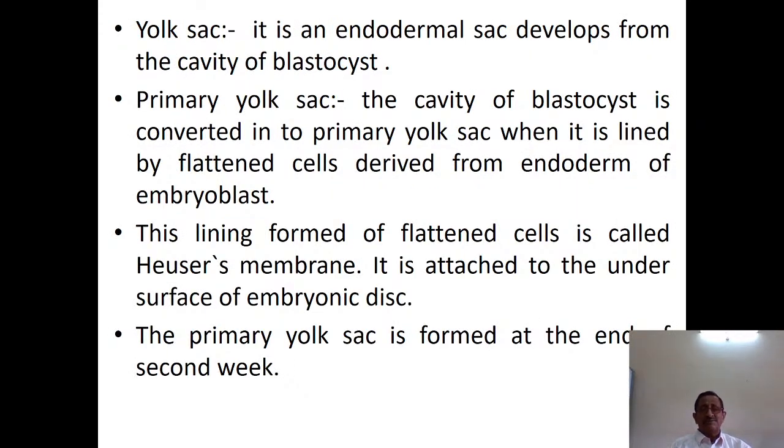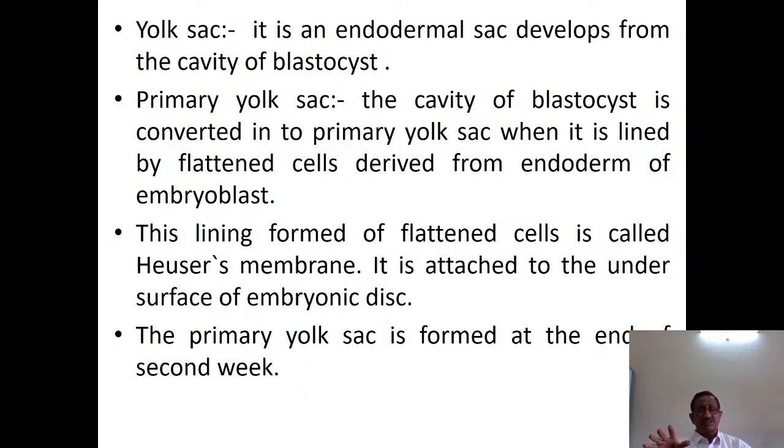So that's about the amniotic fluid. Now let us go to the yolk sac. As we have seen in the blastocyst, in the upper part, between the epiblast and trophoblast, we have seen the amniotic cavity being developed, and in the lower part, between the endoderm and the trophoblast, we are seeing the yolk sac. This yolk sac, an endodermal sac, develops from the cavity of the blastocyst.